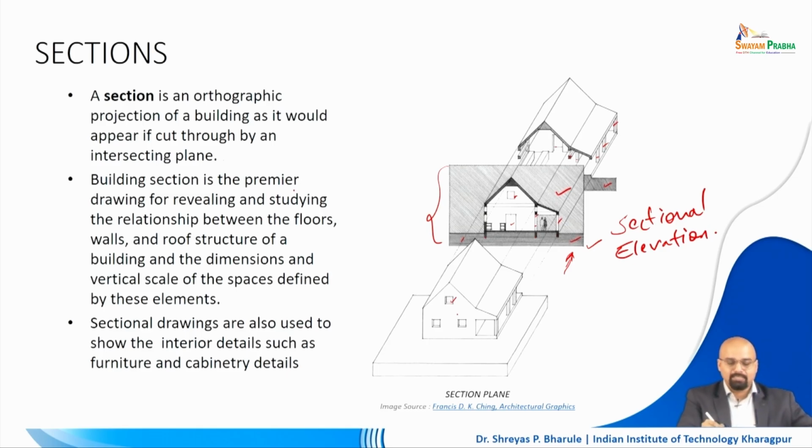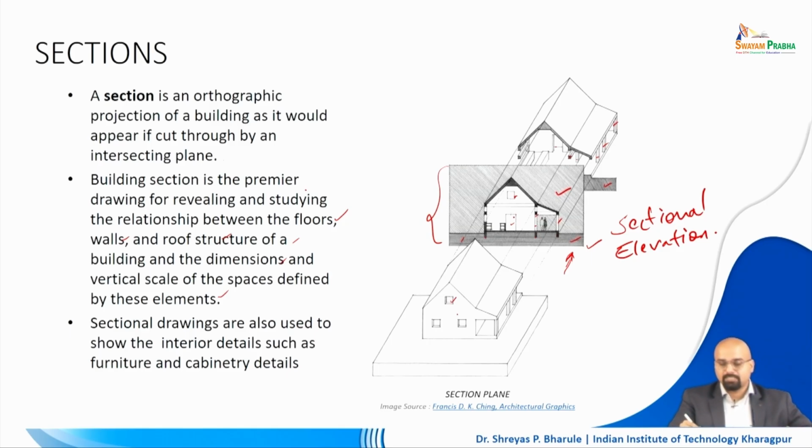A building section is a premier drawing which gives you a complete idea of the relationship between floors, walls, the roof, the structure of the roof, how the building is put together, and the complete dimensions and the vertical scale of the elements. Often also the horizontal scale of elements. Although in elevations you do see the horizontal scale of elements, the interior of the building is what the section reveals more.